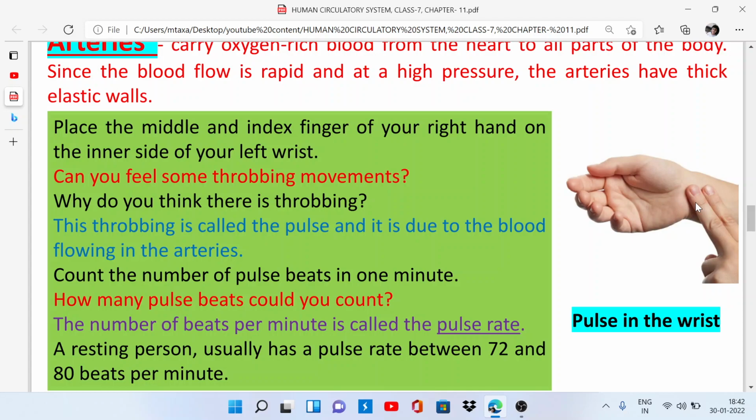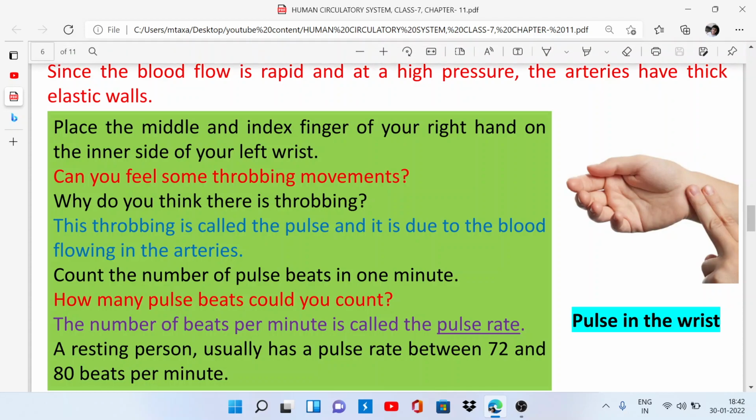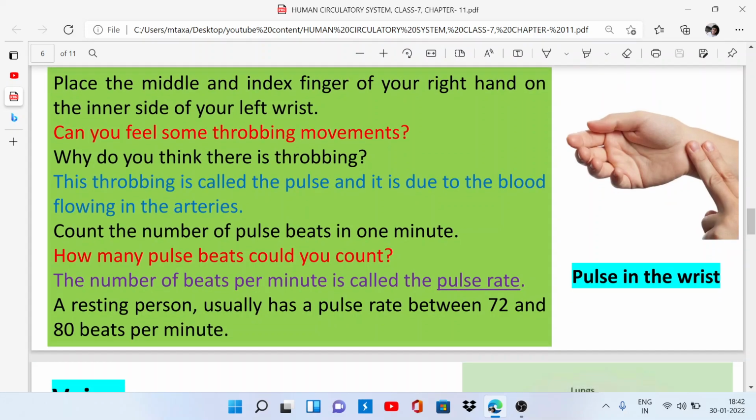Now, you can count the number of pulse beats in 1 minute. How many pulse beats could you count? First, you should know what the pulse rate is. The number of beats per minute is called the pulse rate. In a resting person, usually the pulse rate is between 70 to 80 beats per minute.